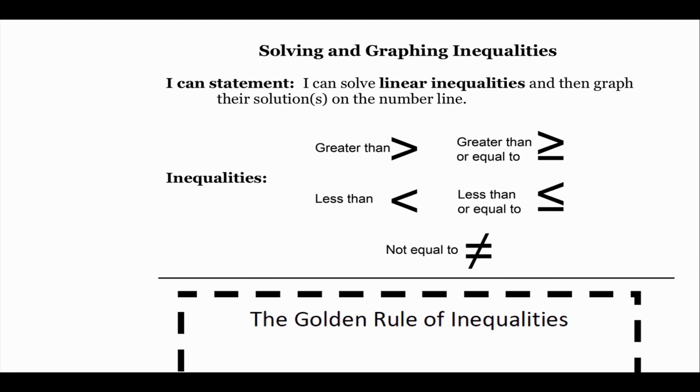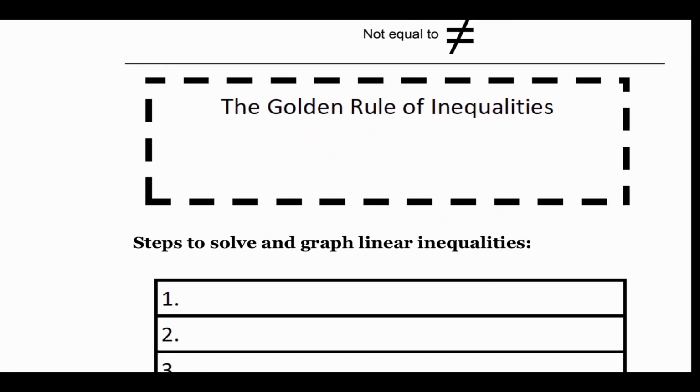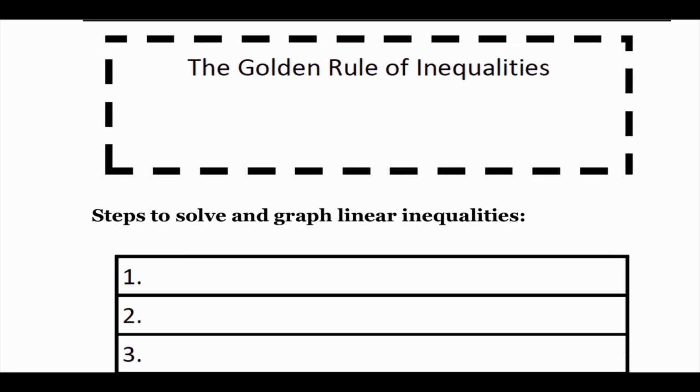Okay, so there's a couple differences between what we've been doing and what we're going to do today. A lot of it's the same. When we do these, you're going to be like, oh, I've done that before. You have. You did it on practice 1 and practice 2. One of the big changes, though, is something called the golden rule.